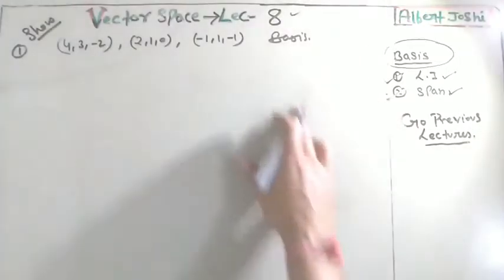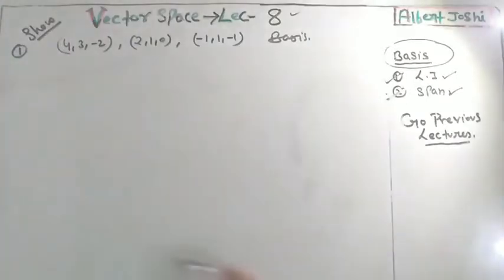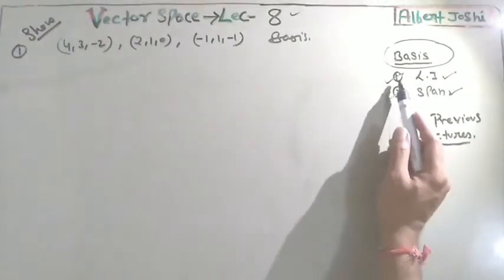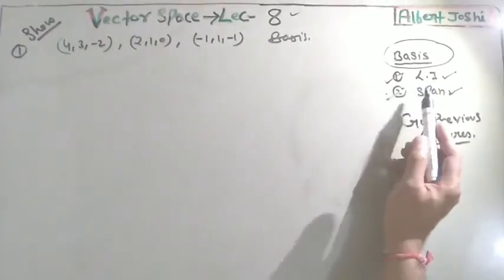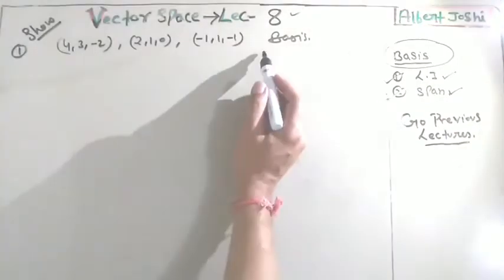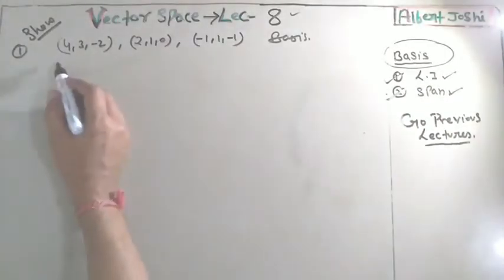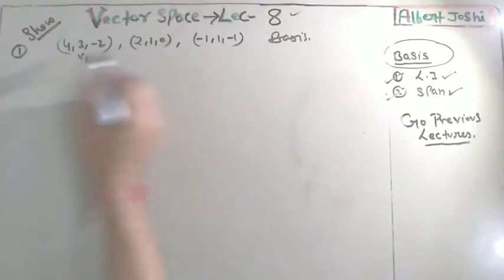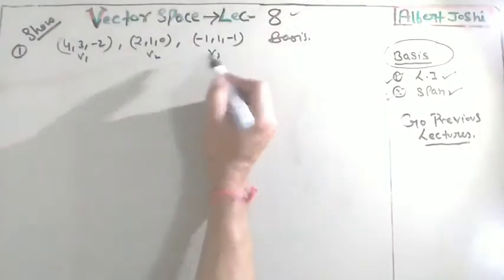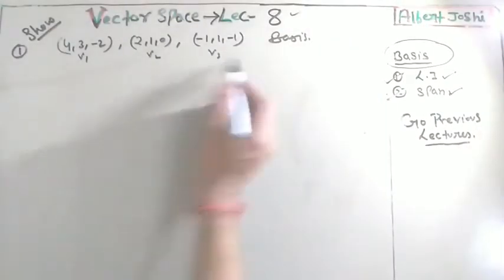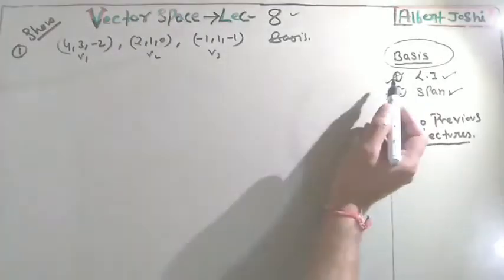So in this question we have to prove whether this is a basis or not. For a basis you have to prove linear independence and spanning, okay. At first I will show linear independence. For linear independence, let us take these as B1, B2 and B3. These are the vectors. We have to show that these vectors are linearly independent.